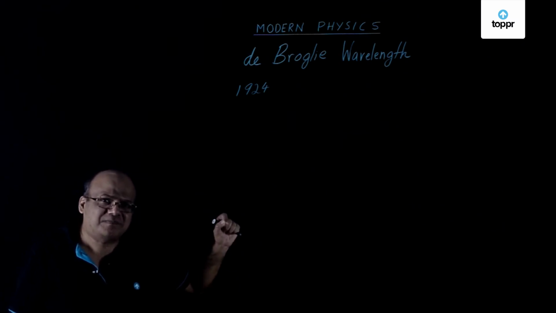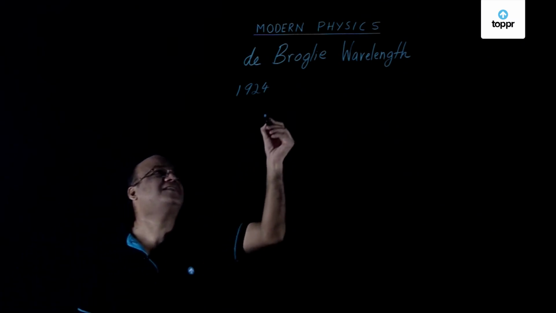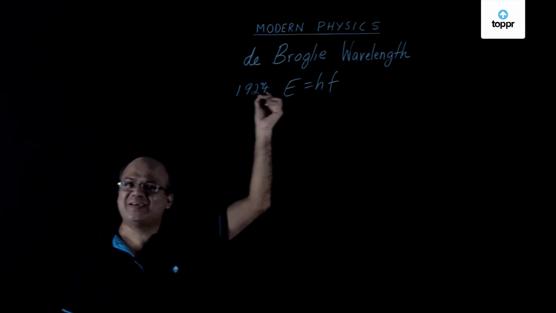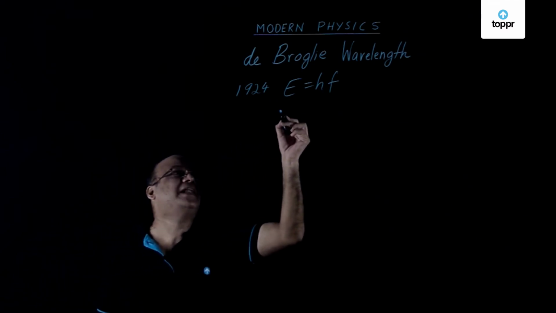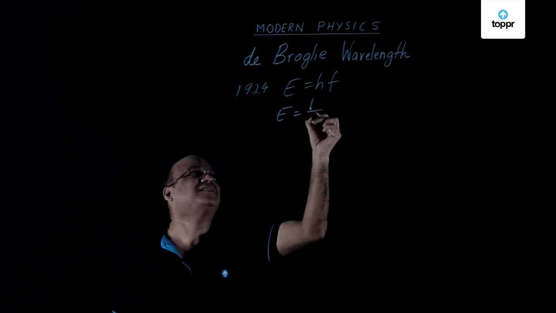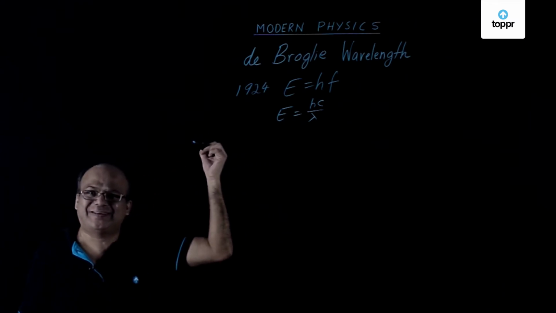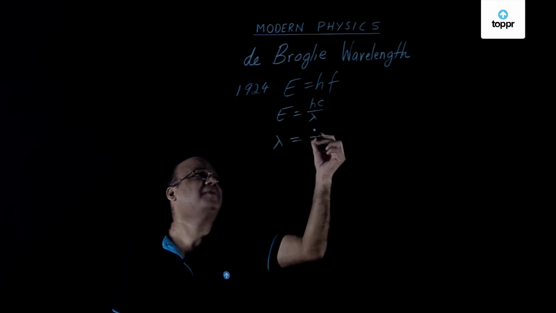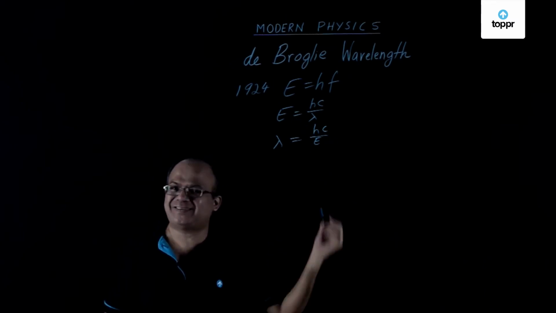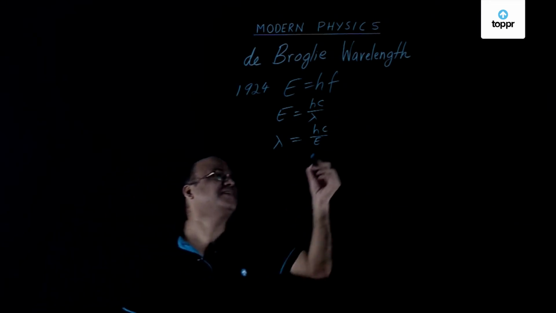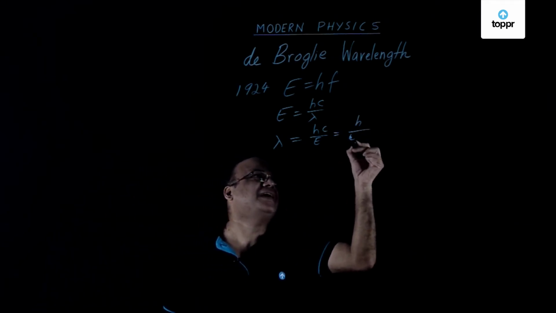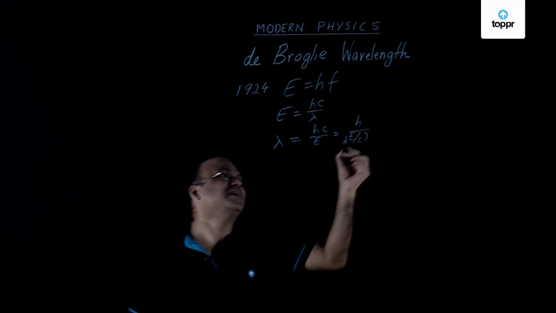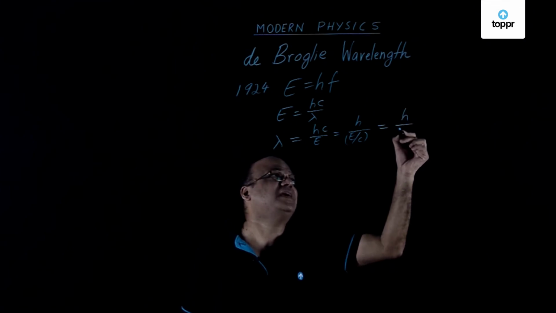For a photon, a particle of light, E is equal to hf. This you know. And what is frequency? c by lambda. So E becomes hc by lambda. So what is lambda? hc by E. We can take c downstairs. We get h by E by c. And what is E by c? Momentum of a photon. So lambda is h by p for a photon.